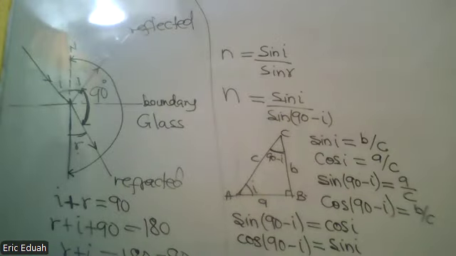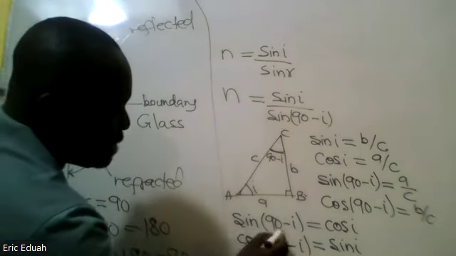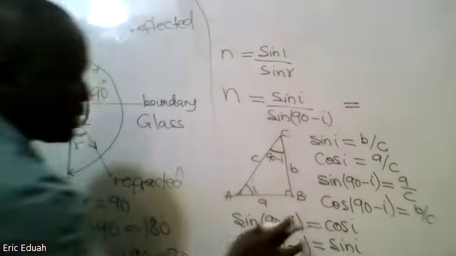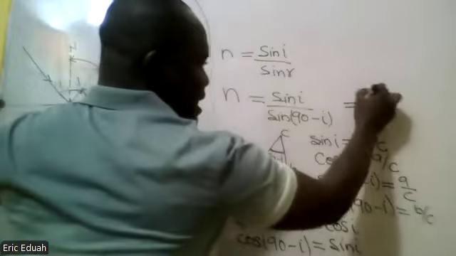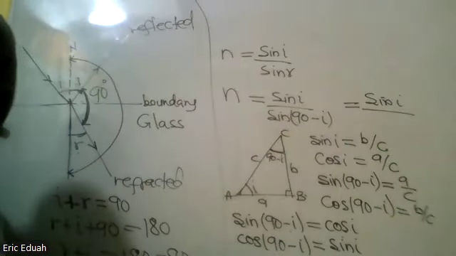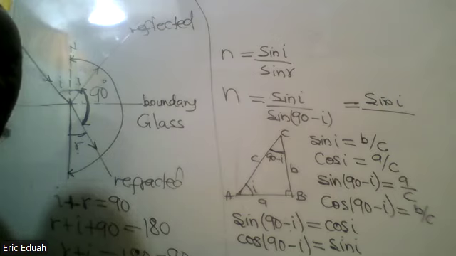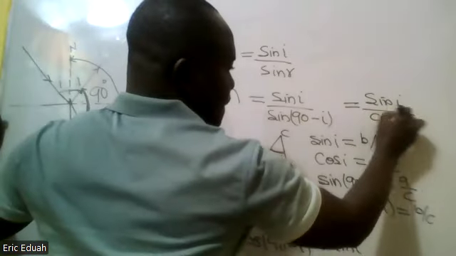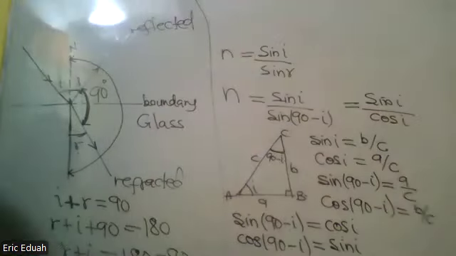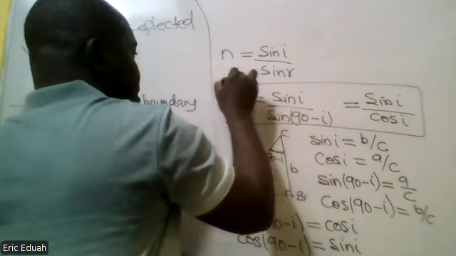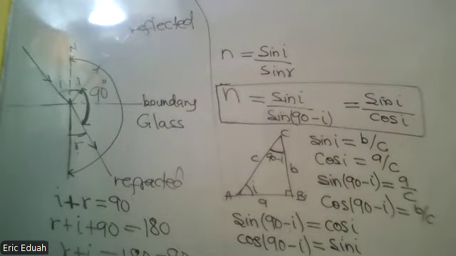Okay, so because sine 90 minus I is equal to cos I, we can use that here. Sine I over sine 90 minus I as the angle of refraction. So we represent that with cos I. So this is the expression which will help us out.